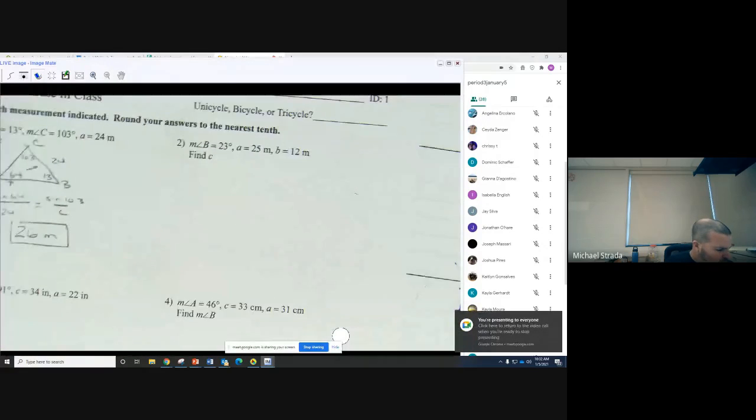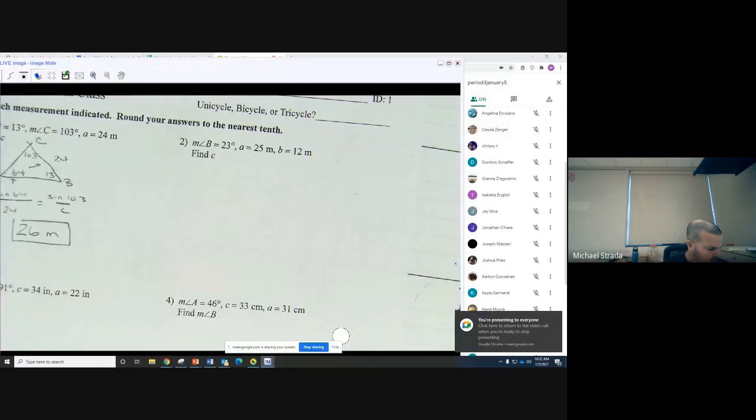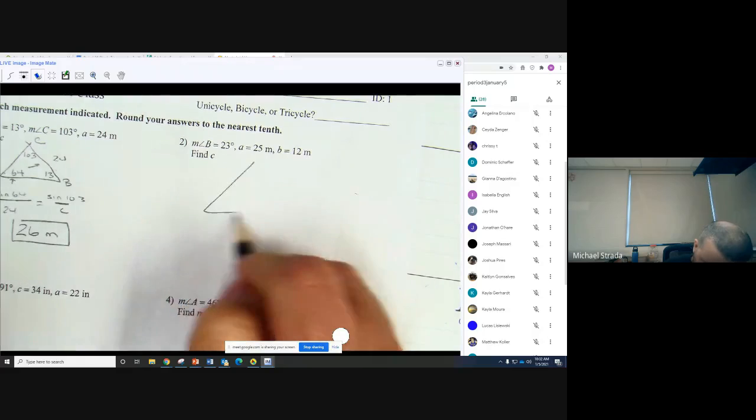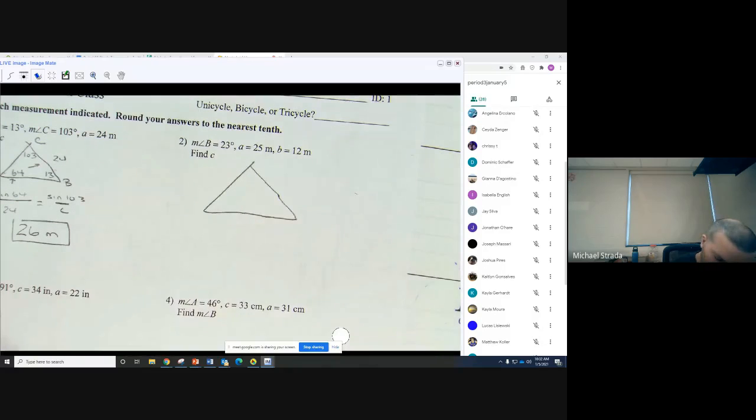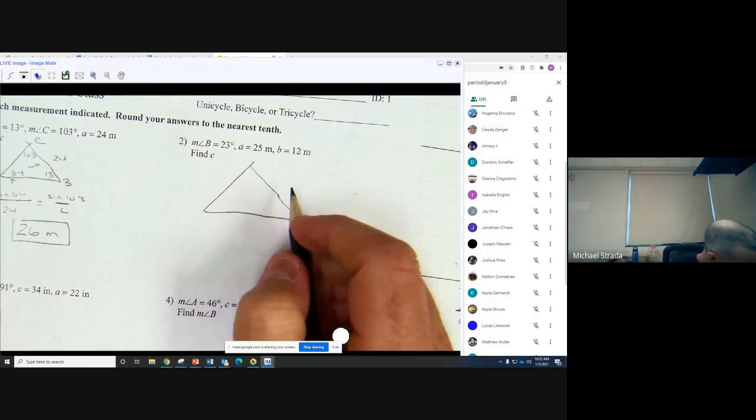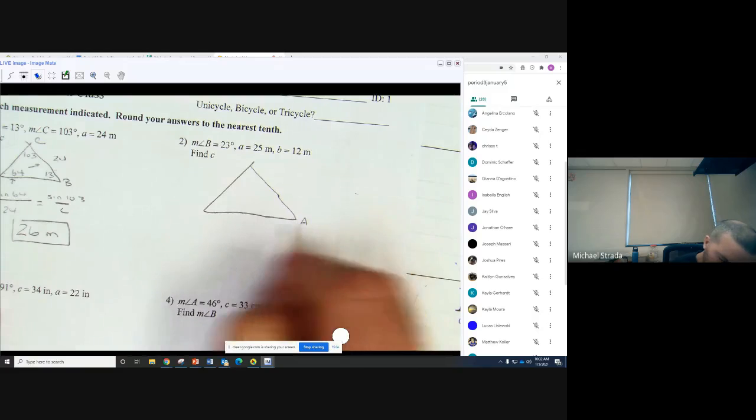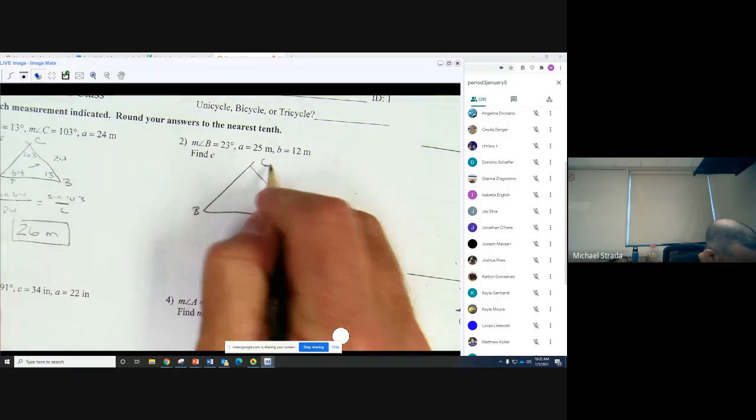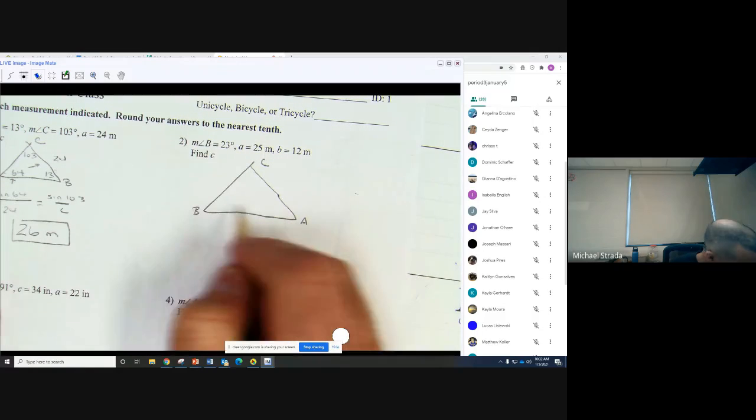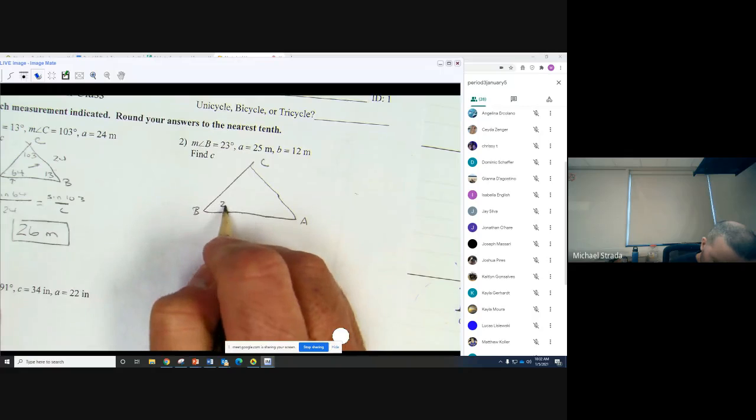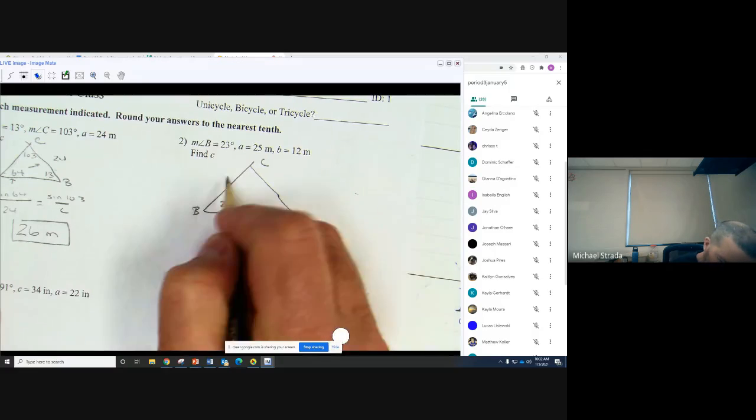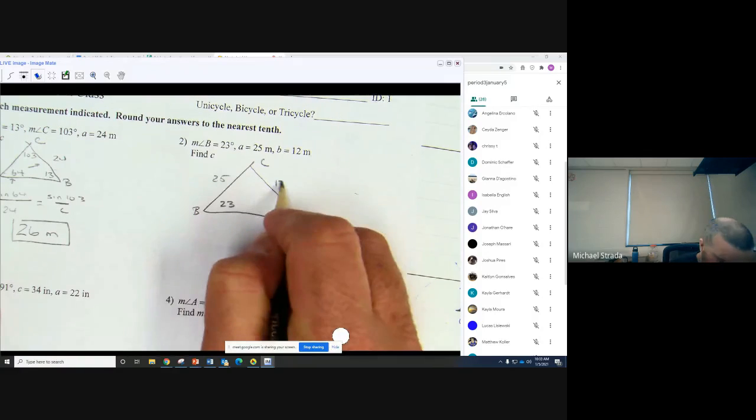If I look at number 2, the measure of angle B is 23 degrees, a is 25, b is 12. Find C. All right, so again, I draw my triangle to give me structure. I can put A, B, and C wherever I'd like. So B is 23, A is 25, and little b is 12.